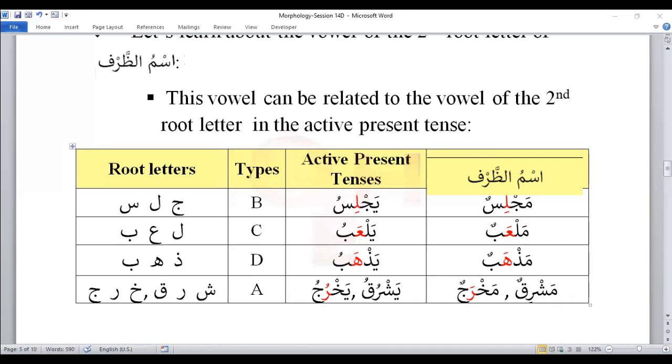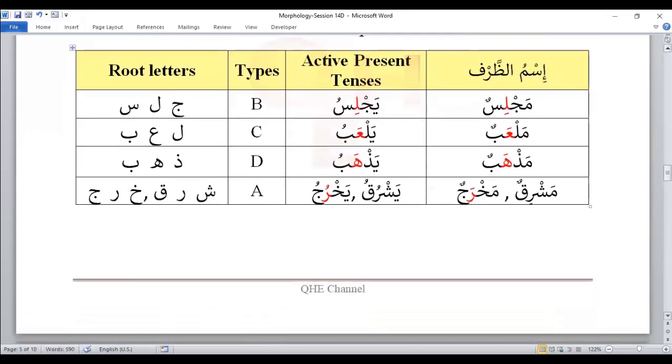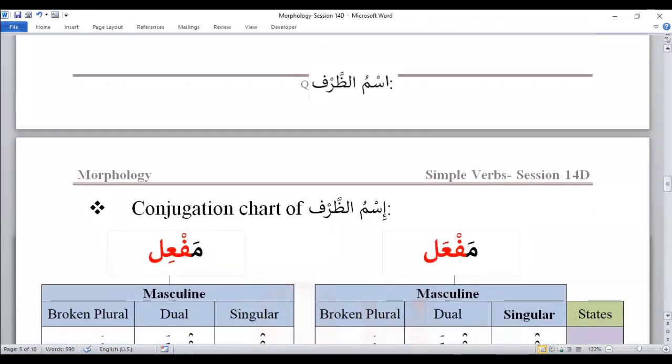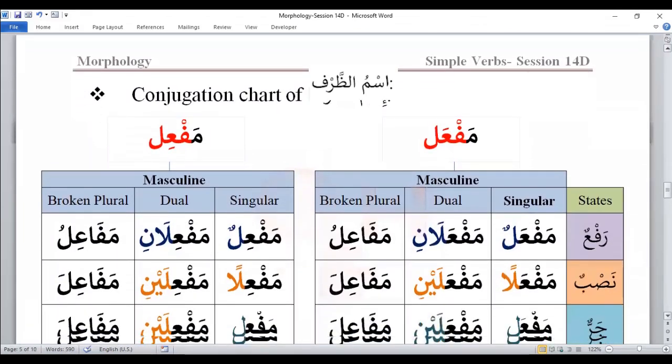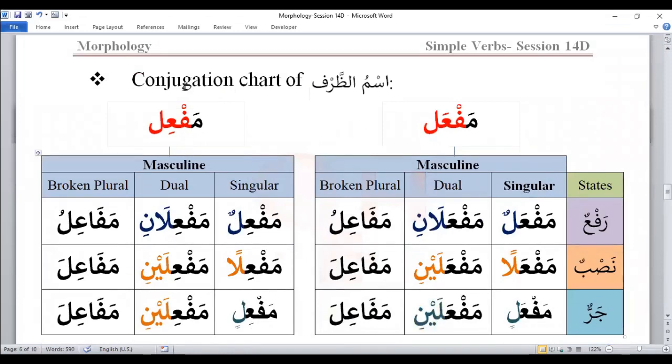Okay, now let's go over the conjugations for ismu zarf. So we have two tables here. One table corresponding to maf'al conjugation and the other table for maf'il. So let's go over them. We have three states: default, nasb, jar. We have singular, dual, and broken plural. This particular term, broken plural, we will learn a little bit more about it very soon.